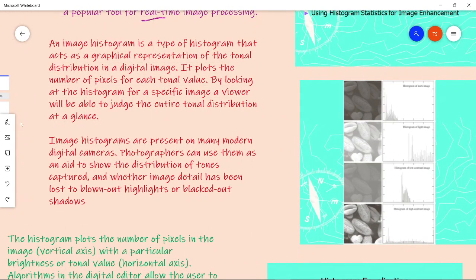Then how to draw it, and what type of values are we plotting in the histogram? The histogram acts as a graphical representation. I already showed that graphical representation. See, this is one histogram, this is another type of histogram, and this is another type of histogram. The histogram graph is like this. Then the graphical representation includes the tonal distribution in a digital image.